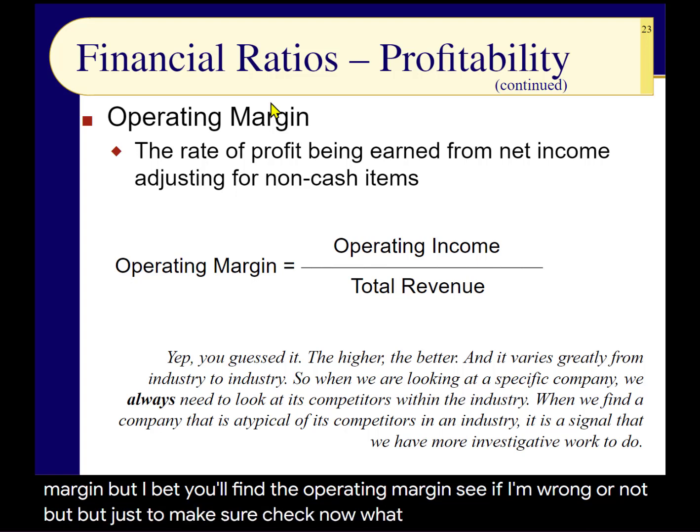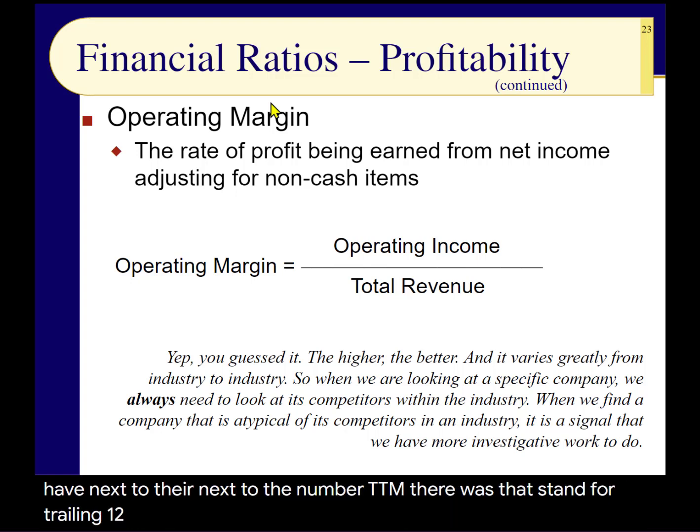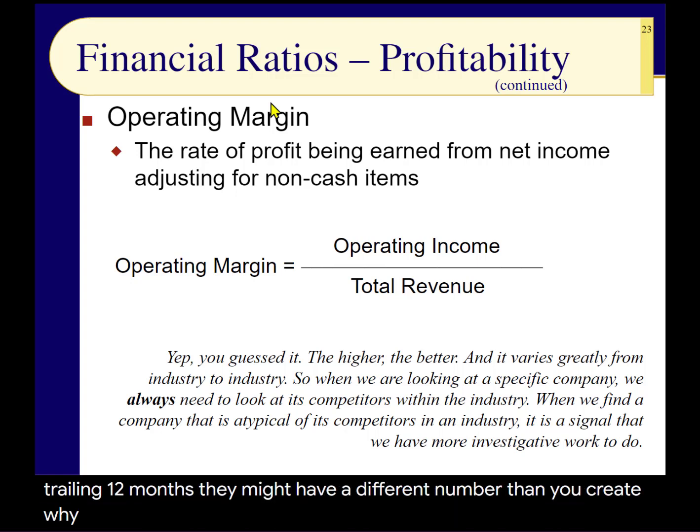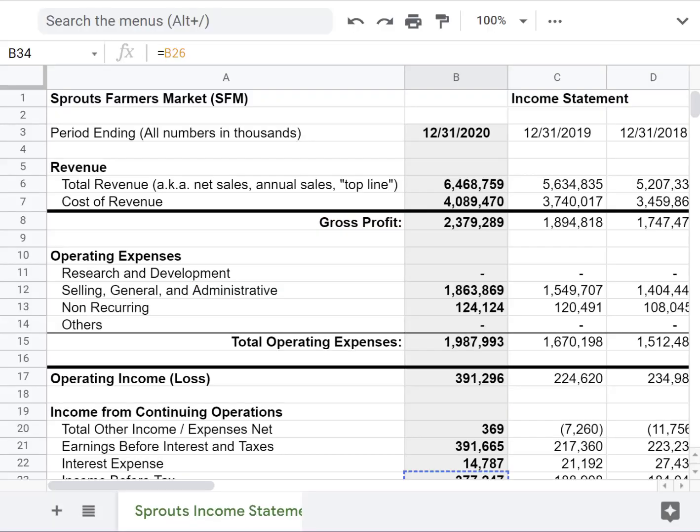Now, what they might do is they might have next to the number TTM. And what does that stand for? Trailing 12 months. They might have a different number than you create. Why is that? Because they might be looking at the last 4 quarters, not the year. If you look at our income statement, it says we're looking at the entire year from January 1st, 2020 up to December 31st, 2020.